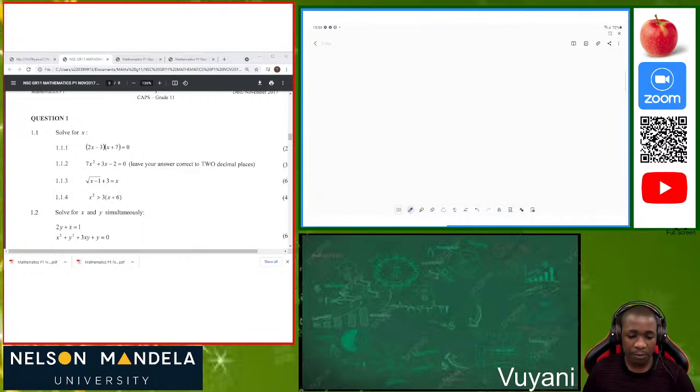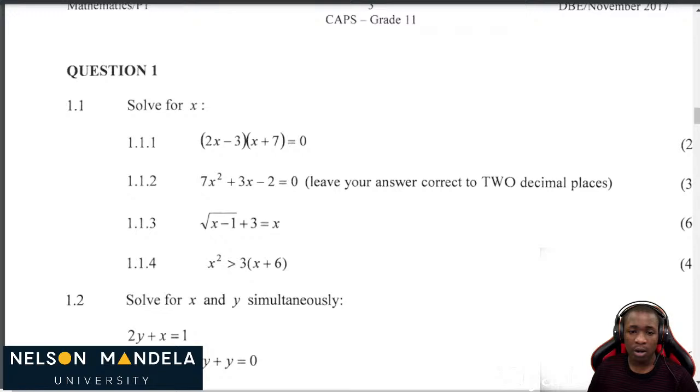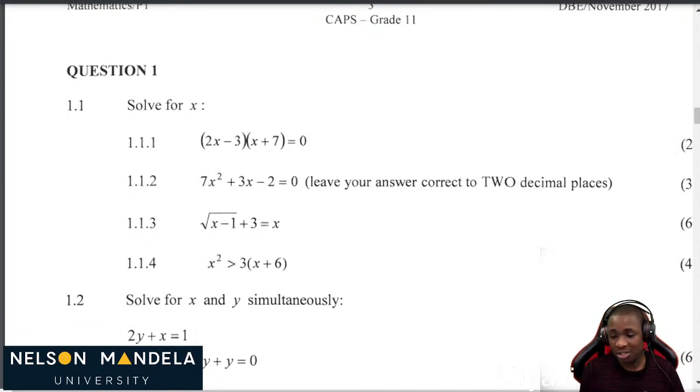Now let's move forward and look at 1.1.2. We are given that 7x squared plus 3x minus 2 is equal to 0. Then in brackets, they are saying to leave your answer correct to 2 decimal places. The moment you see that bracket, leave your answer correct to 2 decimal places. Don't trouble yourself trying to calculate it and factorize it to find factors. It's going to become monotonous, and sometimes it will even lead you to wrong answers.